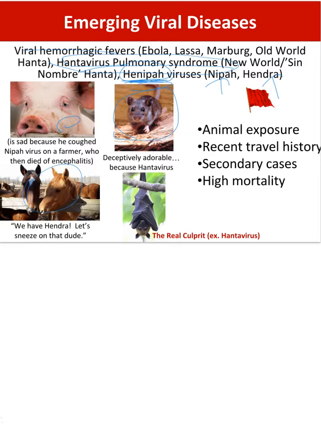So we're talking about emerging viral diseases. We're typically talking about viral hemorrhagic fevers, hantavirus pulmonary syndrome, or henipaviruses. To go back to viral hemorrhagic fevers for a moment, and again here we're speaking about Ebola, Lassa, Marburg, Old World hantavirus. There are some others. Crimean Congo hemorrhagic fever would be one. But these are the ones that are most important to know, the ones that are listed up here.